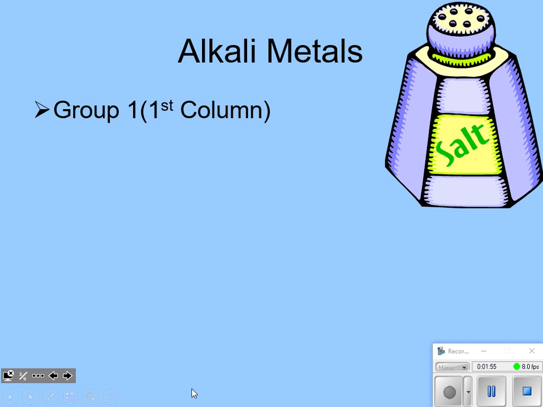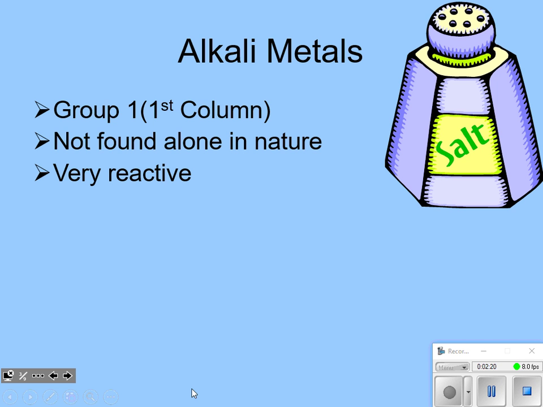Now, the first group of the periodic table, the first family, is going to be the alkali metals. You know something is reactive, but it's not found alone in nature. Because if it's found alone in nature, it's not going to combine with anything. It's not going to interact with anything else. Alkali metals are very reactive.